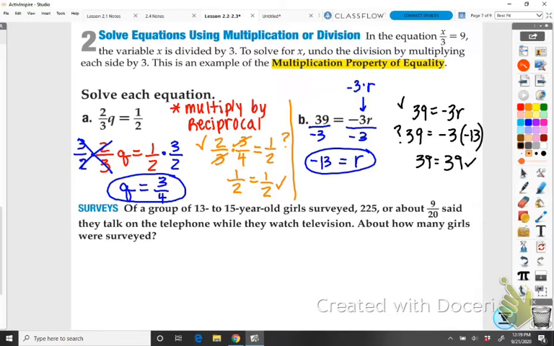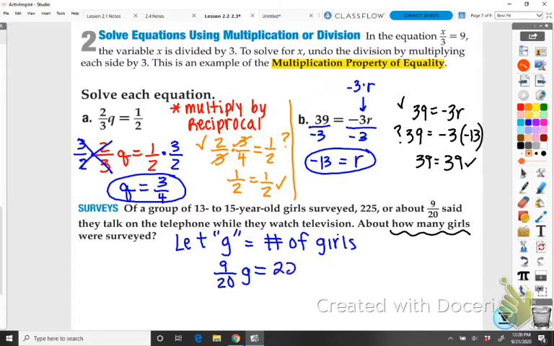And then we have a word problem. Of the group of 13 to 15-year-old girls surveyed, 225, or about 9/20, said they talk on the phone while they watch TV. About how many girls were surveyed? So we need a variable, and we don't know how many girls, so let G equal the number of girls. We don't know how many girls there were, but 9/20 of G, so 9/20 of the girls was 225. So this is how we're going to set it up.